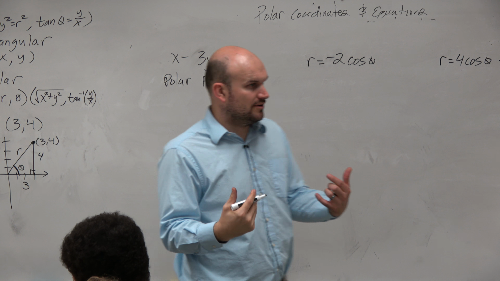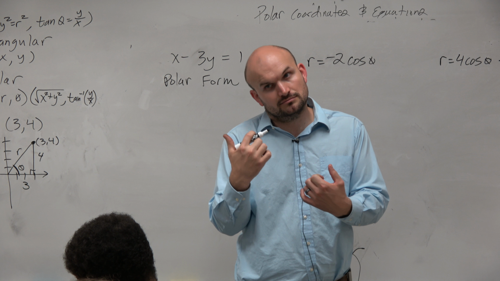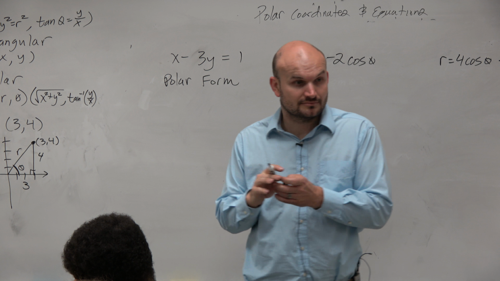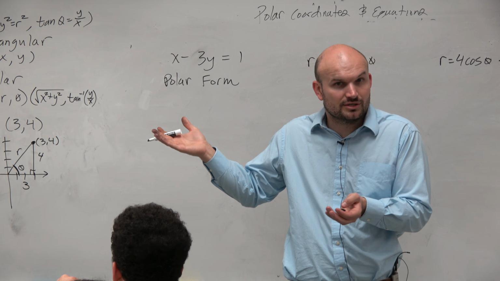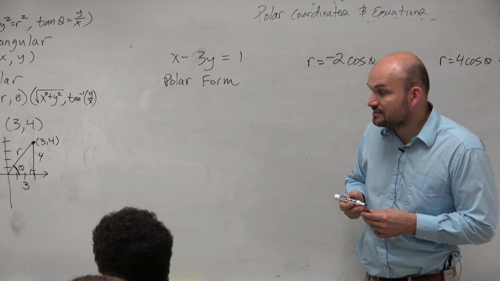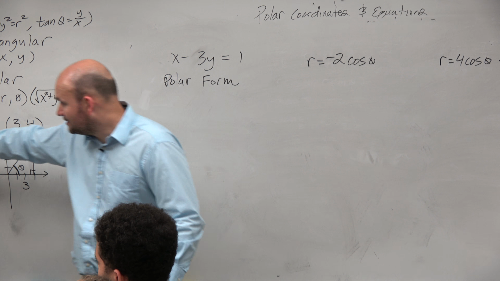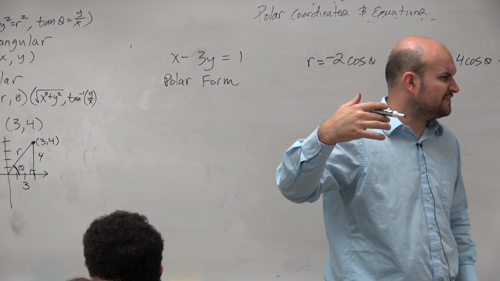So if we want to write this in polar form, what do we know about what x and y relate to in terms of r and theta? What does x and y represent in terms of polar coordinates? X equals r cosine of theta. It's written right here. X equals r cosine of theta, and y equals r sine of theta, right?